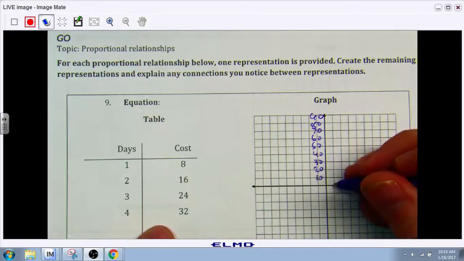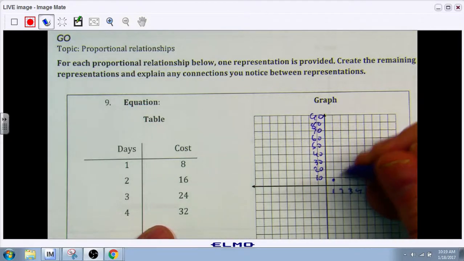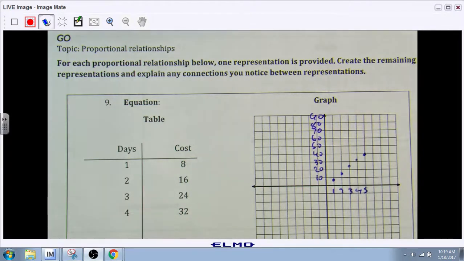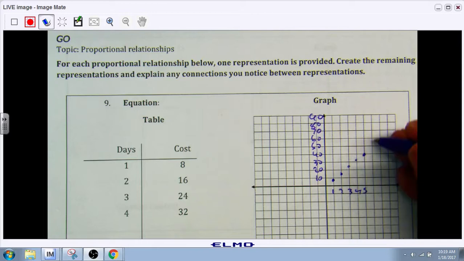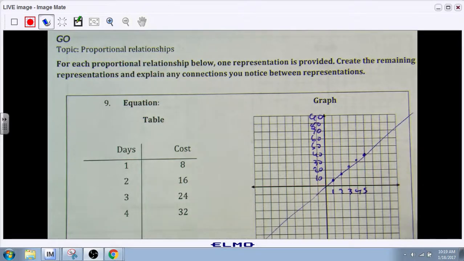Okay, so let's see what happens. At 1, I'm at 8. At 2, I'm at 16. At 3, I'm at 24. At 4, I'm at 32. And then at 5, I know I'm going to be at 40. So I know that this is going to be my line. It's going to look something like this. Okay? I see that that's happening.